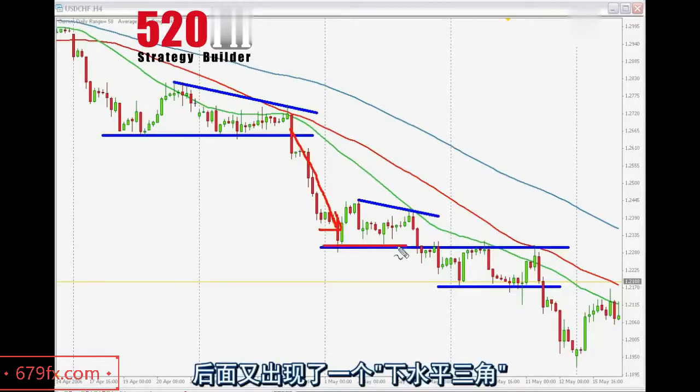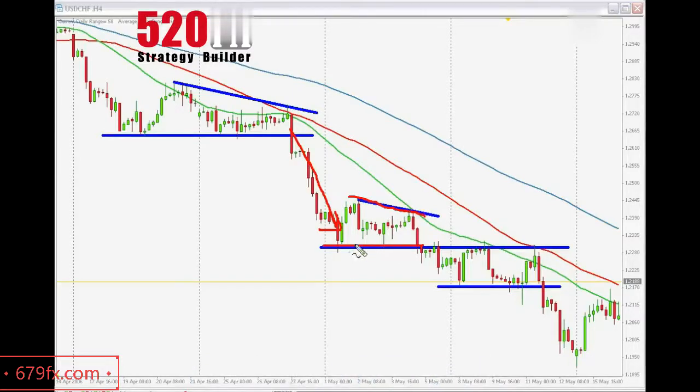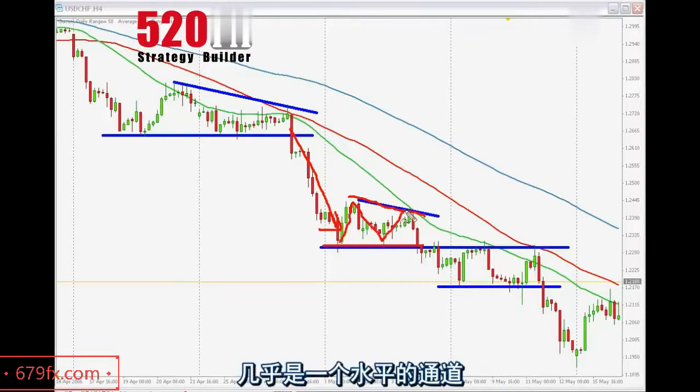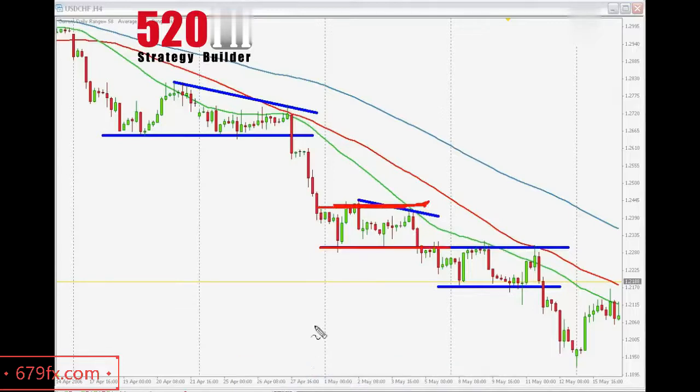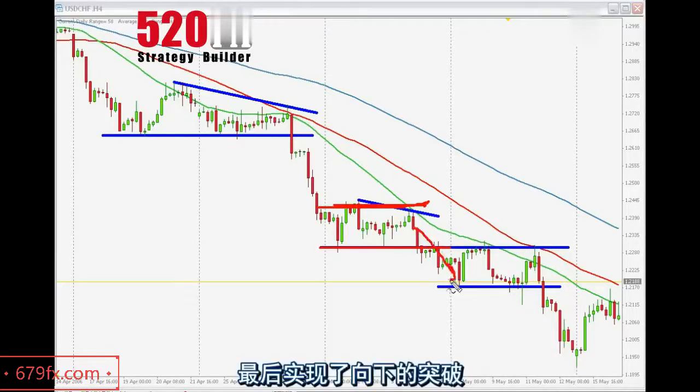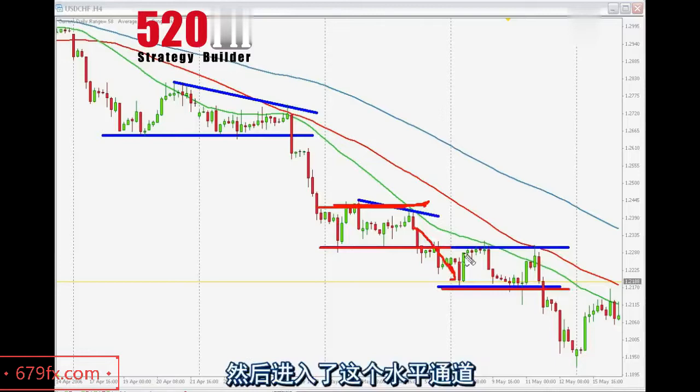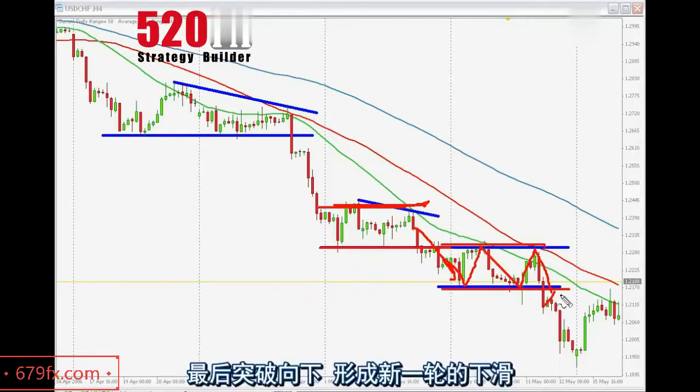Afterwards we enter another flat bottom triangle, rather scrappy, to be honest. Rather directionless. It's almost a horizontal range. You see that? Anyway, it gives way to the downside, and we enter yet another horizontal range. Down, up, down, up, down, and breakout for a new swing down.